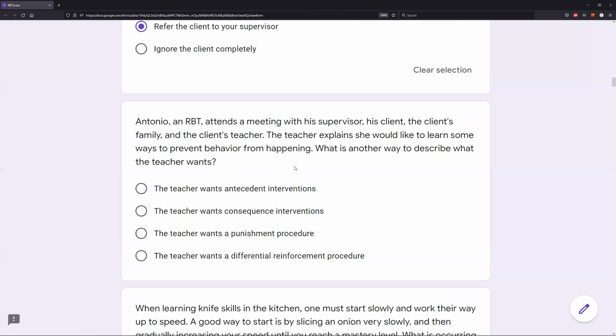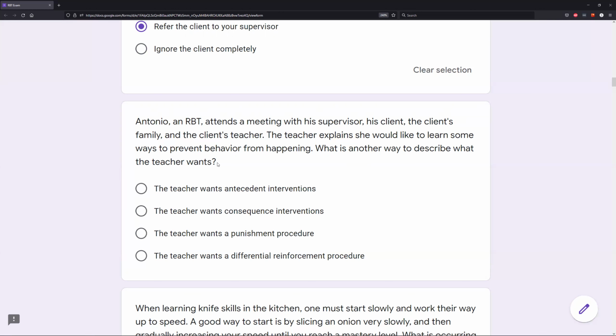I always recommend, if you read a question on the RBT exam and you feel like you're totally lost, start by identifying what the question is looking for. Remember, on the exam, they're going to provide you enough information in the question to answer the question. You don't need outside knowledge. You don't need anything, okay? Just use the information given. So start by identifying what the question is asking. The question wants to know, how are you going to describe what the teacher wants?